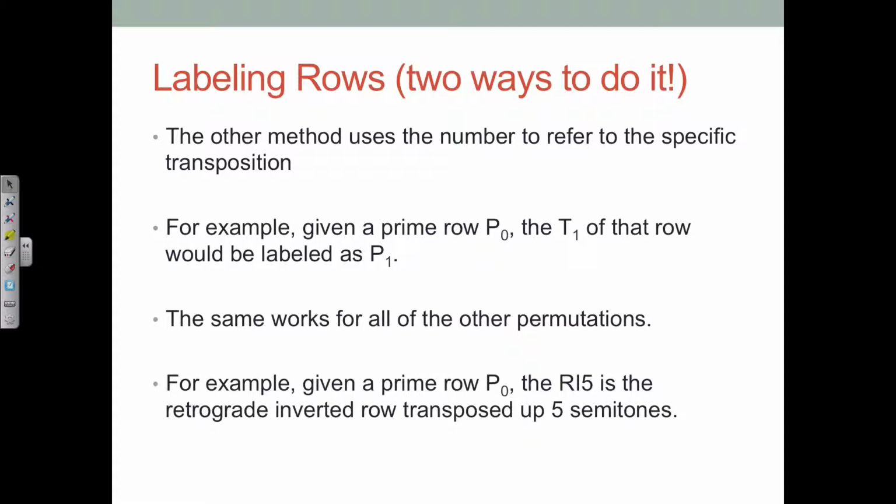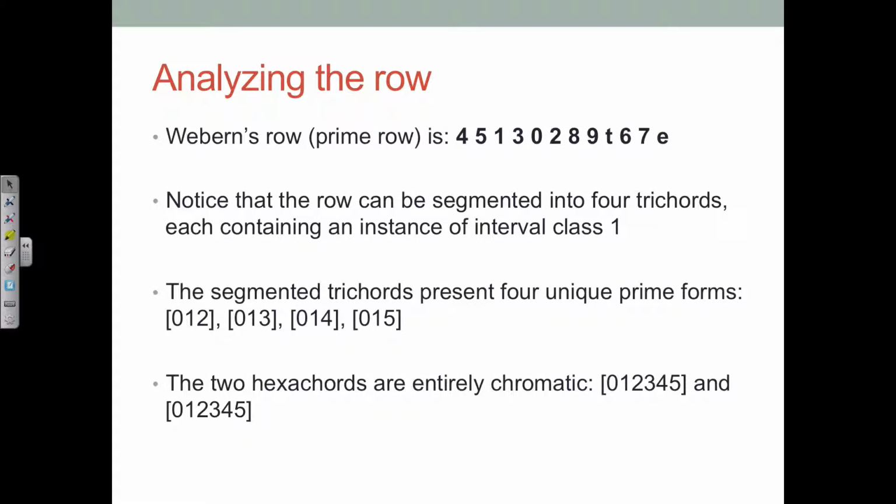And what's good about this system is that if you have P1, then R1 is going to be the same row in reverse. So that number will refer to both the prime row and the retrograde row. And that works for inversion and retrograde inversion. So given a prime row P0, the retrograde inversion 5 is that retrograde inverted row transposed up 5 semitones.